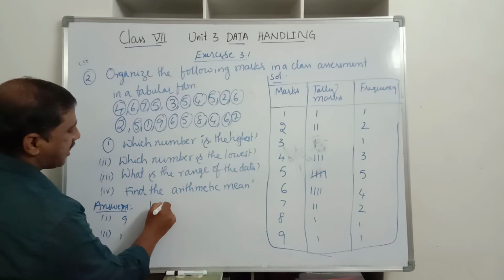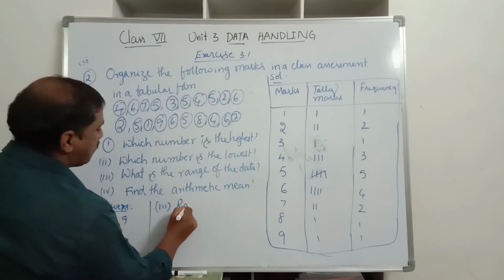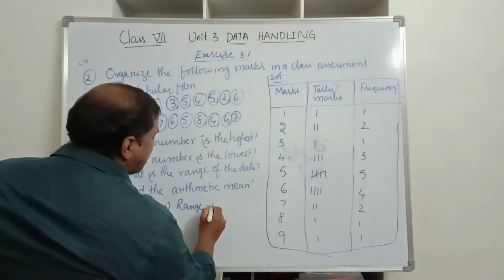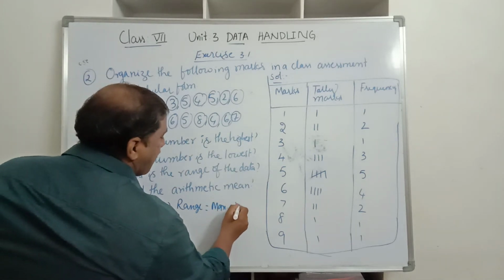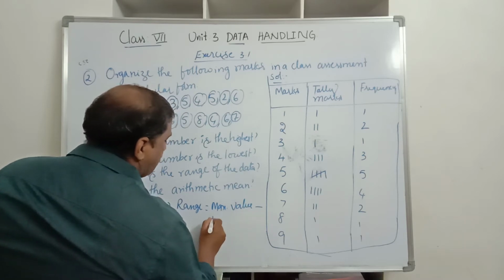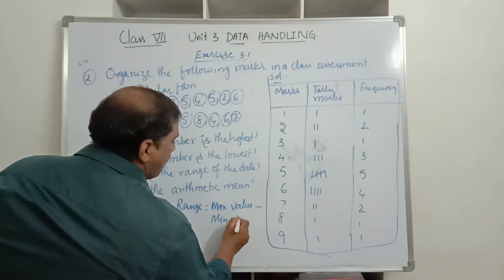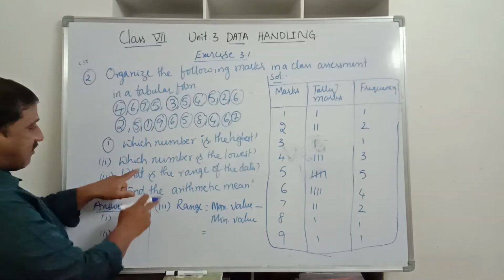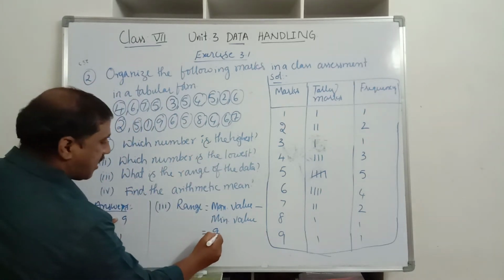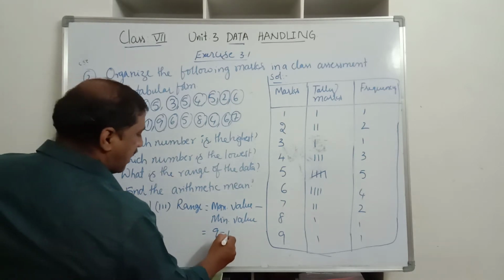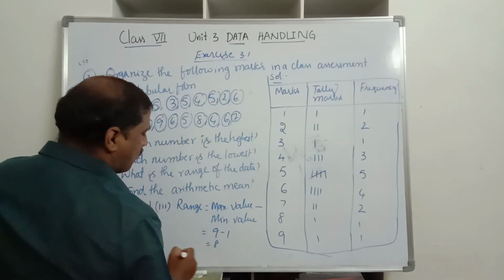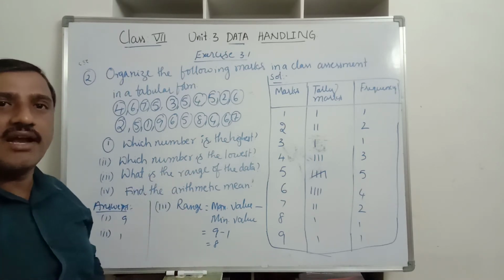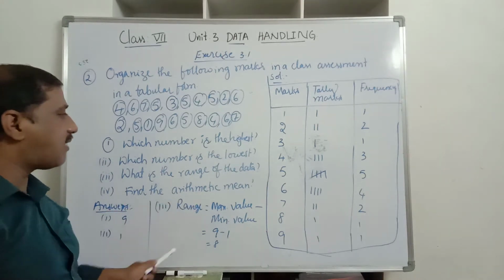Then the third bit: find the range. What is the range of the data? Range is equal to maximum value minus minimum value. The maximum, the highest value, is 9, minus the lowest value, 1. 9 minus 1 is 8. Therefore the range of the data is 8. Now we will find the arithmetic mean.